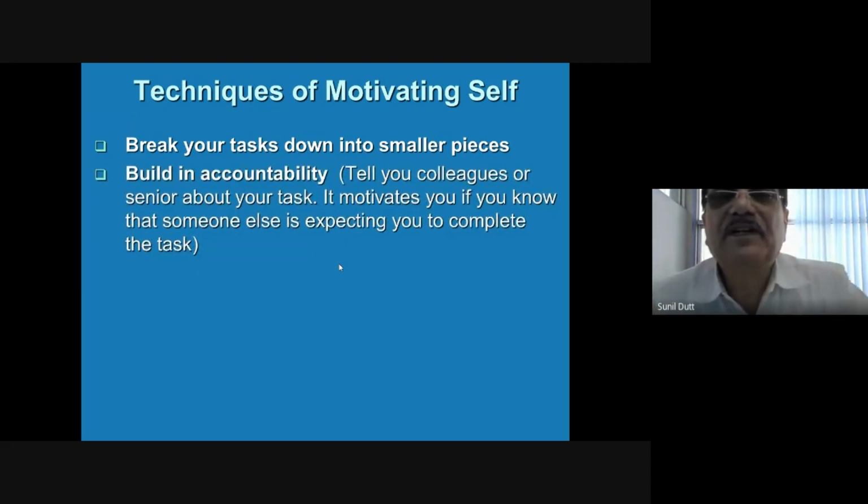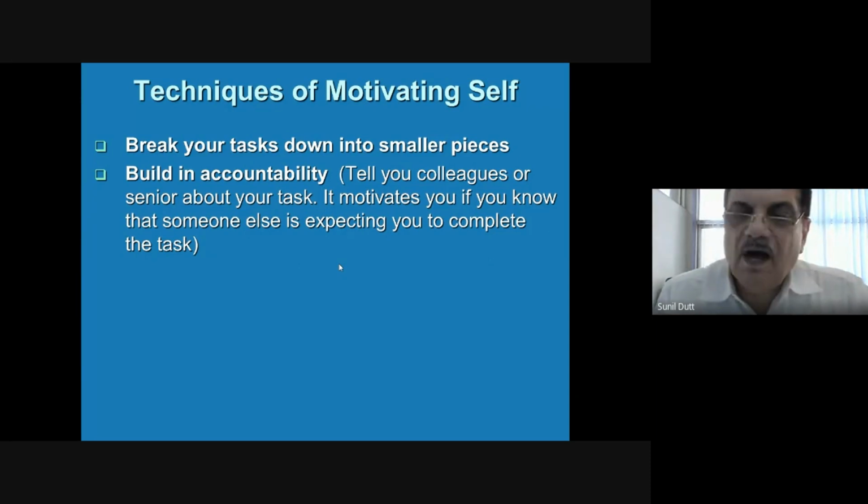Build in accountability by telling your colleague or your senior about your task. It will motivate you if you know that someone else is expecting you to complete the task.